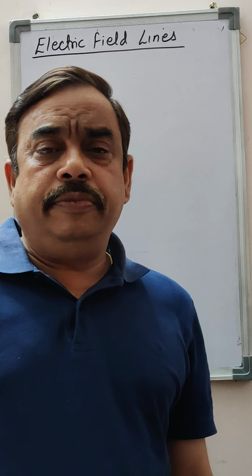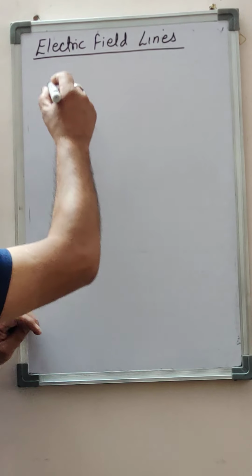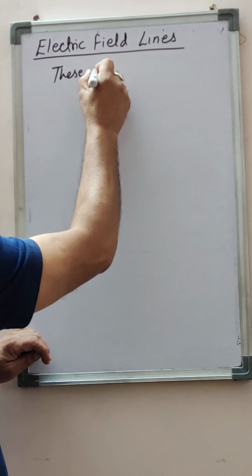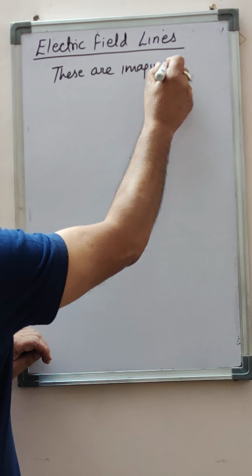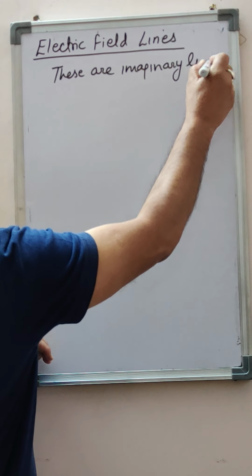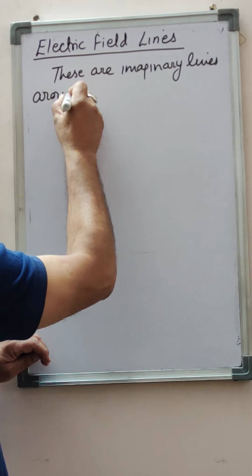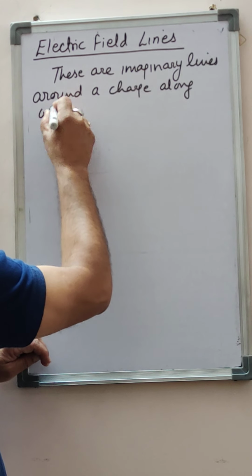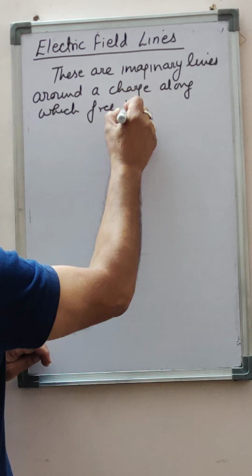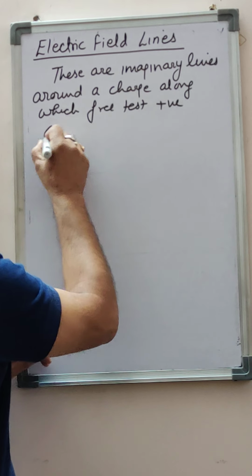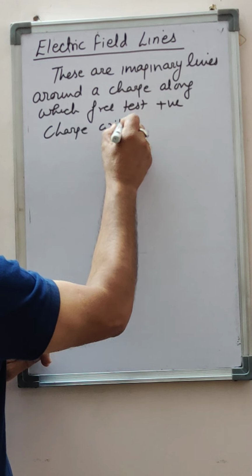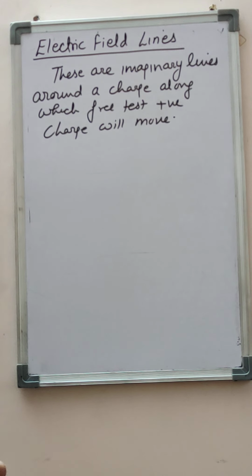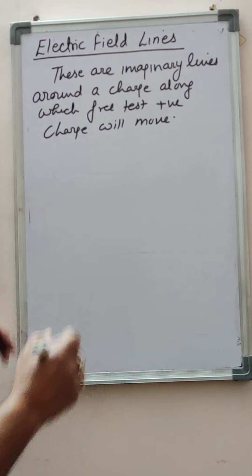Now today we'll be taking electric lines of force. Electric lines of force, these are imaginary lines around a charge along which free test positive charge will move.